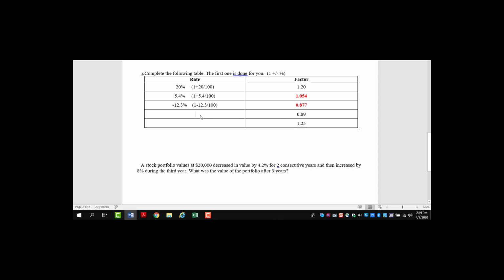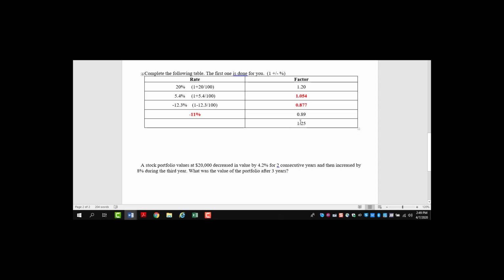Now this one is obviously, I think you realize, you multiply something by 0.89, that's the factor. You're going to be decreasing the number. So you're going to have a decrease. And one way to look at it is, well, I can see it's going to be 11%. If you can see that, that's good, because if you take 1 minus 11 over 100, you're going to get 0.89.